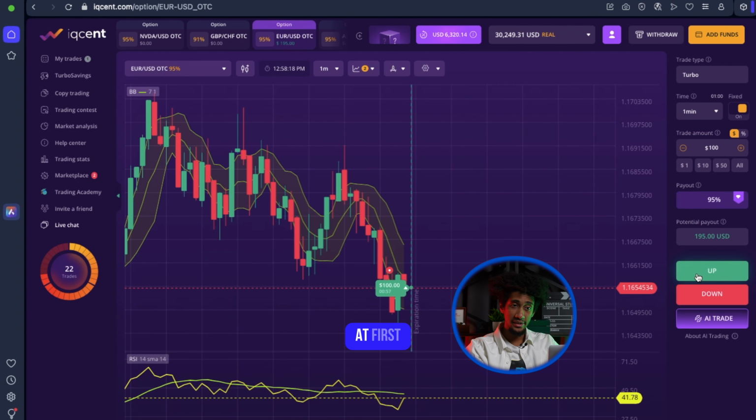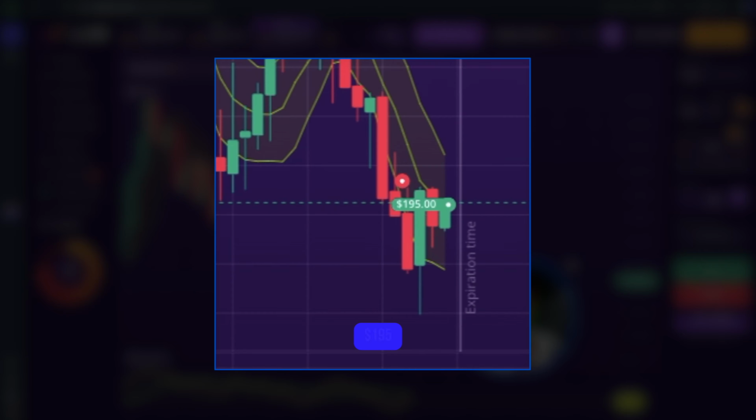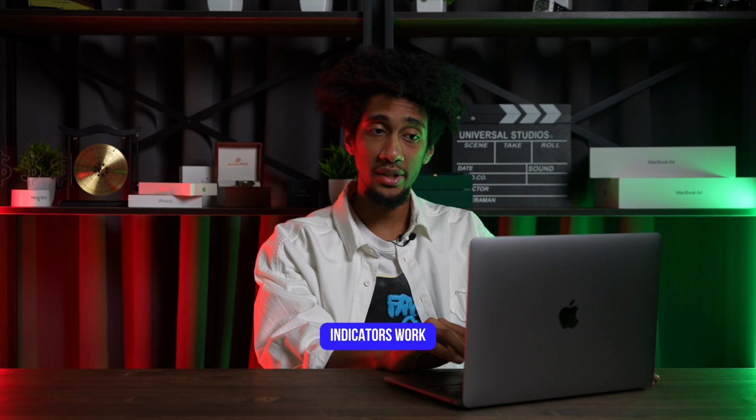Candle wobbles at first, then climbs confidently. The bands start to tighten. That's a sign the market is stabilizing. Trade closes, profit again, $195.